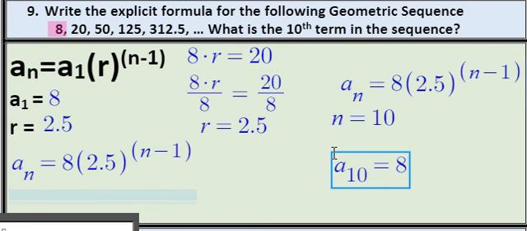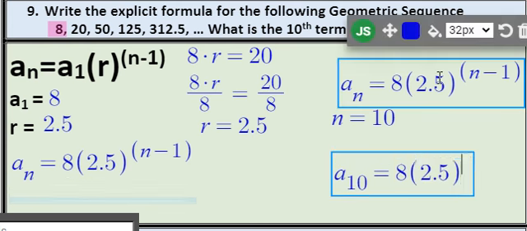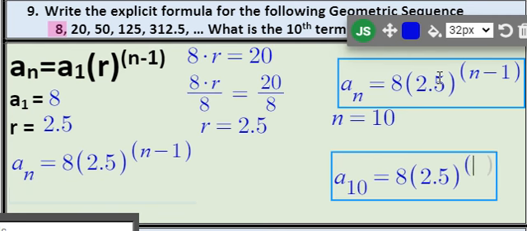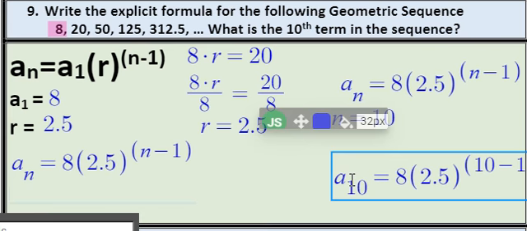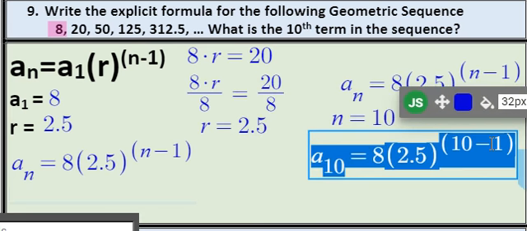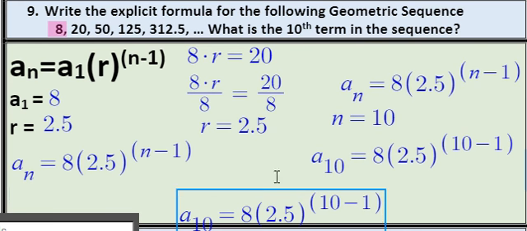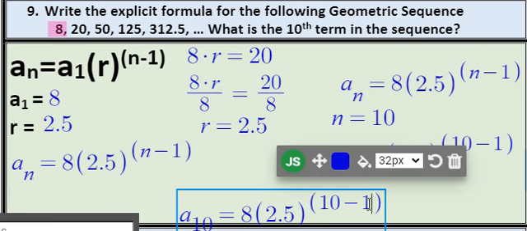So A sub 10, everywhere that I see an n, I replace it with a 10, equals 8 times 2.5 raised to the power of 10 minus 1. Now, of course, a detail in there, I'm going to copy this, because the only thing we have to change for the next piece is 10 minus 1 is actually 9.